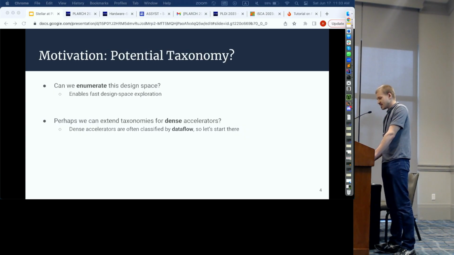And that motivates us to enumerate this sparse accelerator design space so that we can have a better intuition over how exactly different accelerators differ, as well as to make it faster for us to explore this full design space. Fortunately, there's already been lots of work in the past on taxonomies and design space enumerations for dense accelerator designs. So we don't have to start completely from scratch. It should be possible to build upon these taxonomies, but to extend them with new axes for sparse designs.